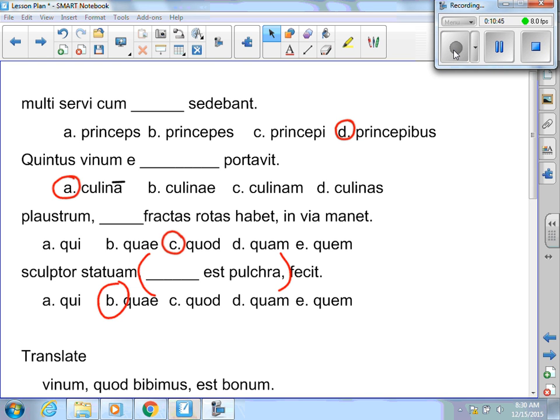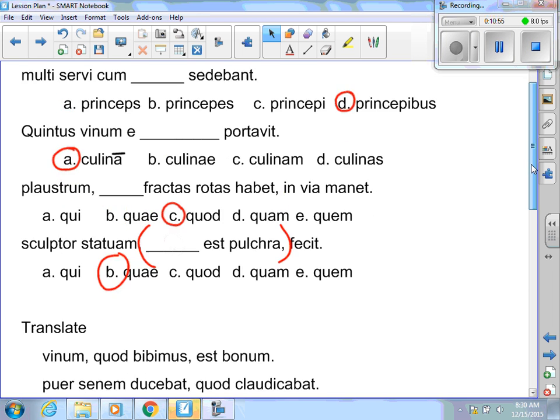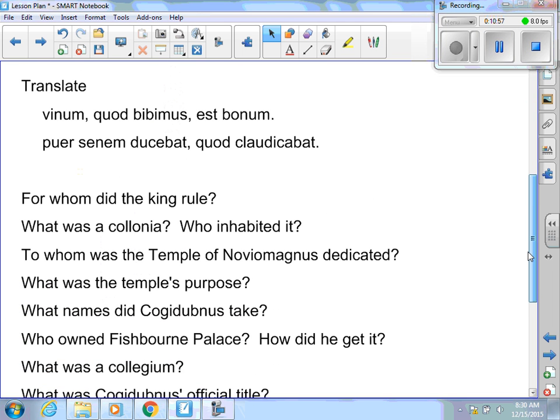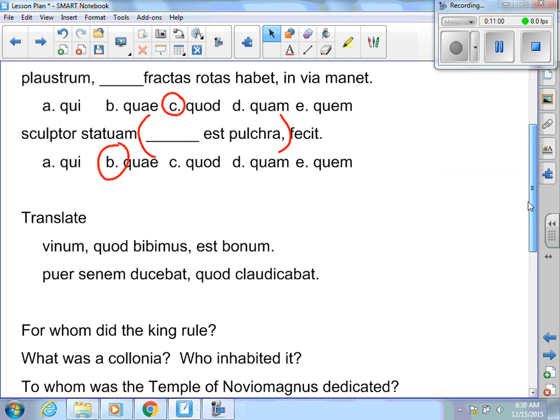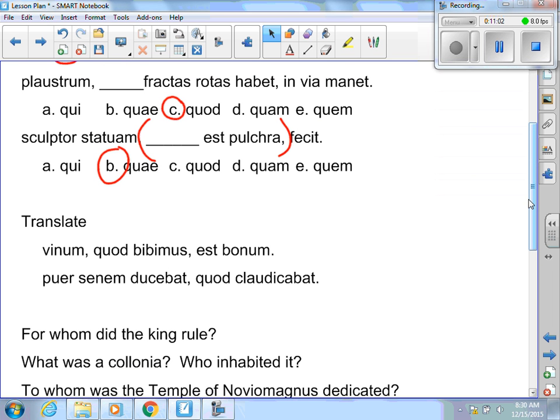I'm going to try to go through a couple more of those to make sure that you're clear with it, since I messed that up. Next, we have here, translate these sentences. We have Vinum quod bibimus est bonum, the wine, because we are drinking it, is good, right? No, because vinum is a noun, quod preceded by a noun, it's going to be which. The wine which we are drinking is good.